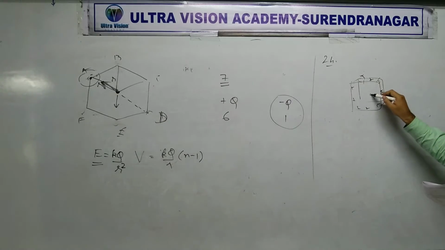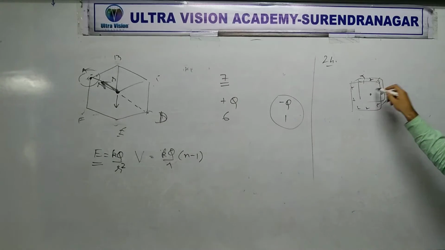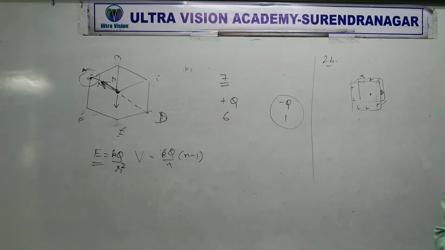Same as here. So here 0, nothing, so here 0, negative. Is that clear? Because inside a conductor the potential is the same as the surface. One of the properties. Got that? Yes. Okay, third.